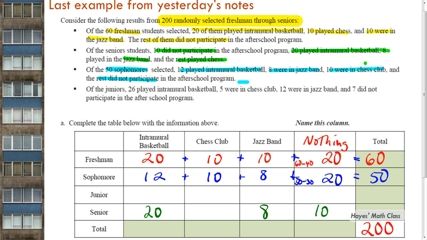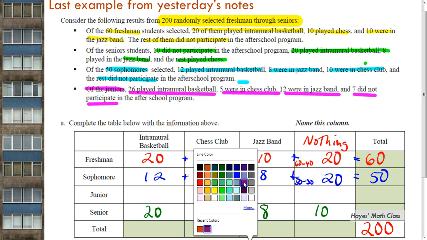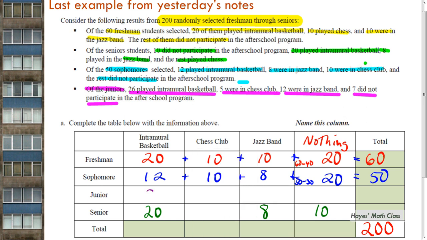Juniors, what color do I have left here in my highlighters? I can do purple, I can do yellow. We'll do purple, I guess. Of the juniors, 26 played basketball, 5 were in chess club, 12 were in jazz band, and 7 did not participate. So in that case, we don't know what the total is. But we do know this. We know that 26 played here, 5 were in chess club, 12 were in jazz band, and 7 did not participate. We just don't know the total. So you're going to add up all of that. So 26 plus 5 is 31, plus 12 is 43, plus 7 is 50. So there were a total of 50 juniors picked.